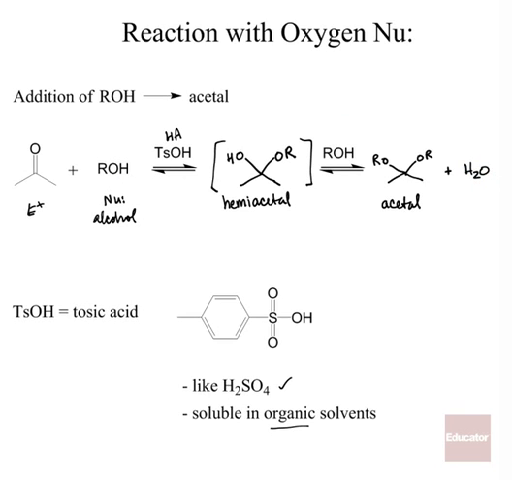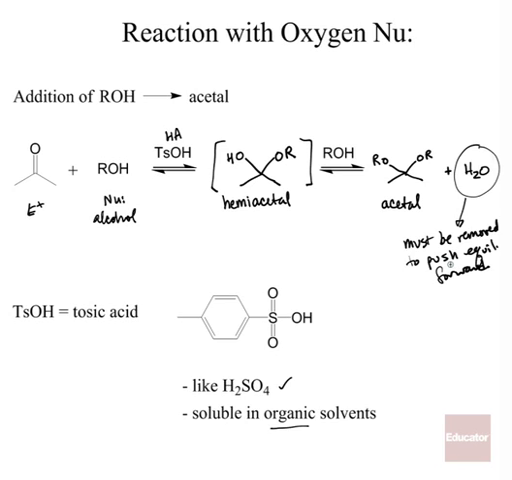So the way we push this acetal formation reaction forward is we have to remove the water as it's formed. It must be removed to push the equilibrium forward, and that's because every step along this mechanism is reversible. Every step we do can be undone.